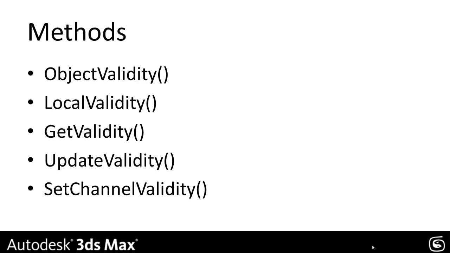Update validity: a modifier will call the update validity method of an object when the modifier is applied to an object. It needs to include its own validity interval. Frequently this is called by the modifier in its modify object method. This is to notify or update the validity as things are flowing. And then set channel validity is called to specify a validity interval for a certain channel of the pipeline. This whittles it down even more to a certain aspect of the geometry that is valid.